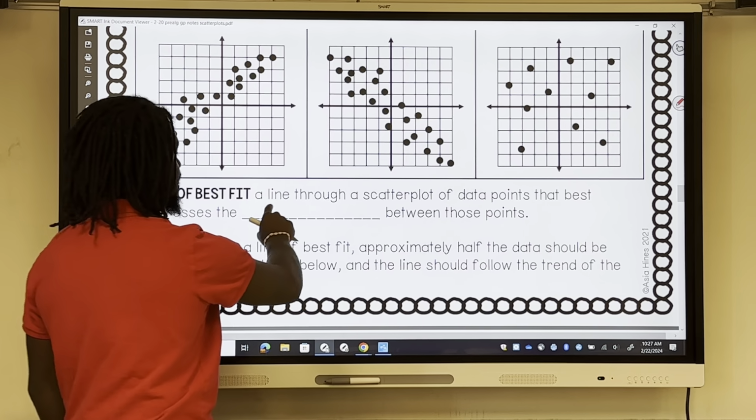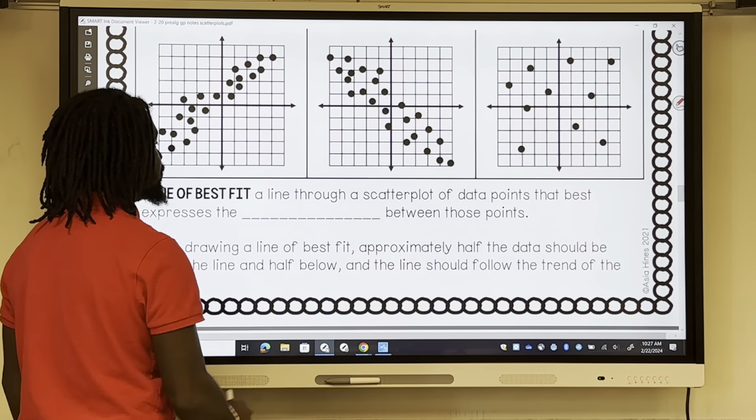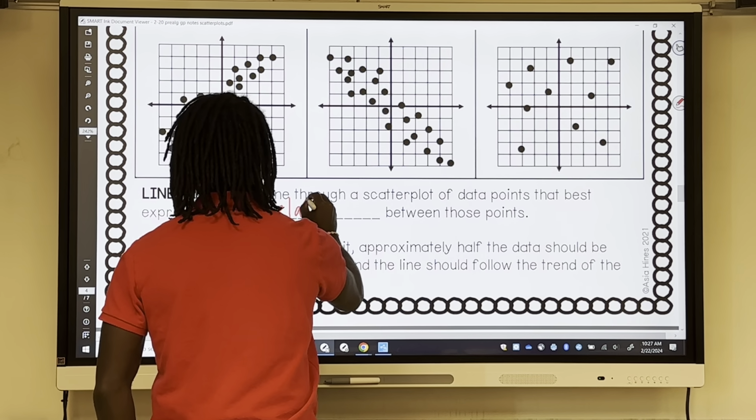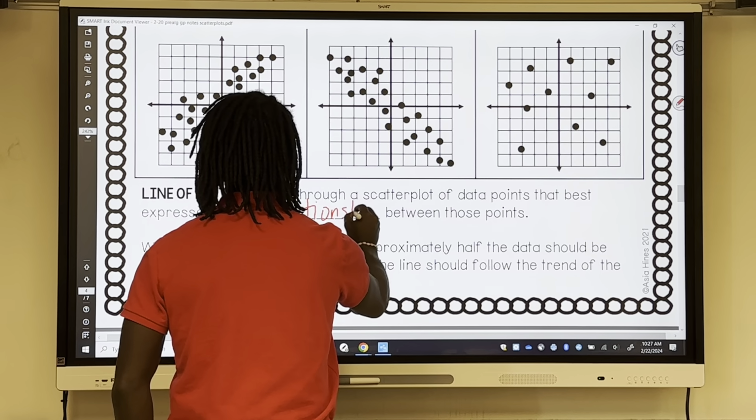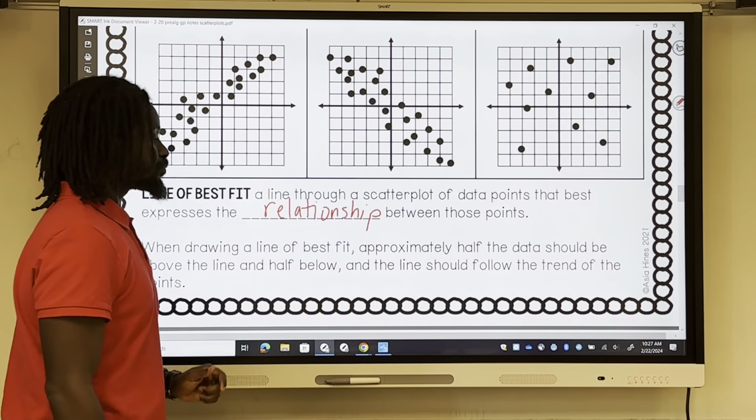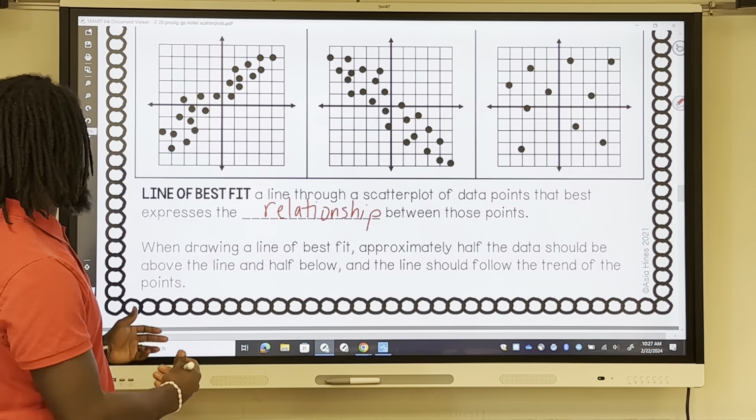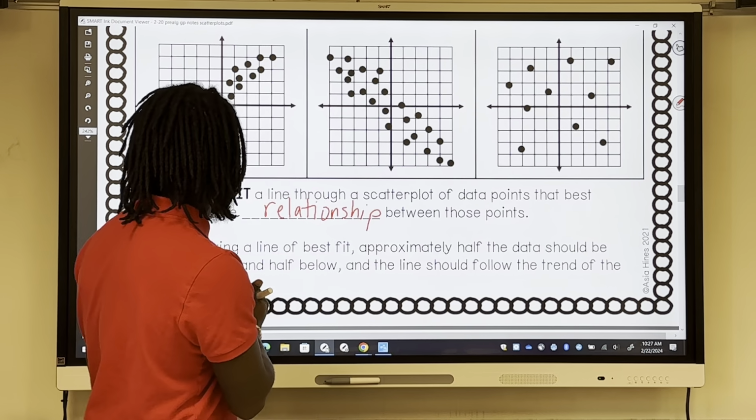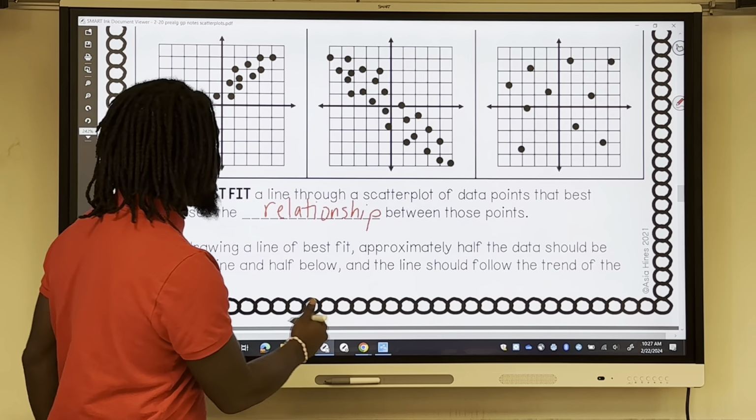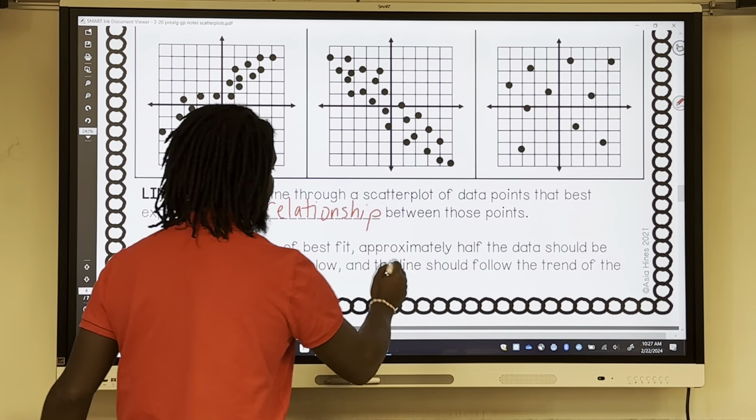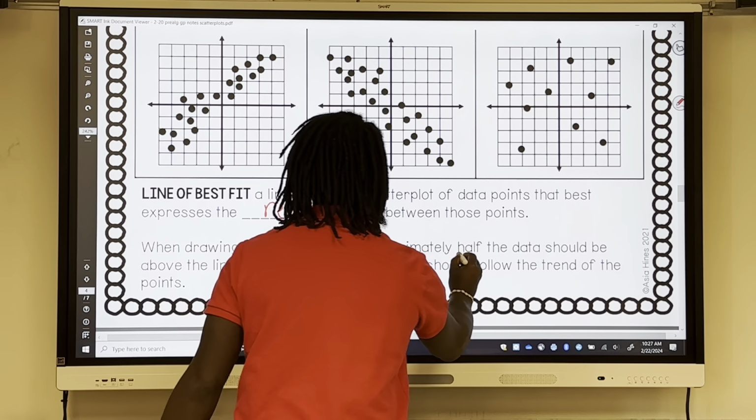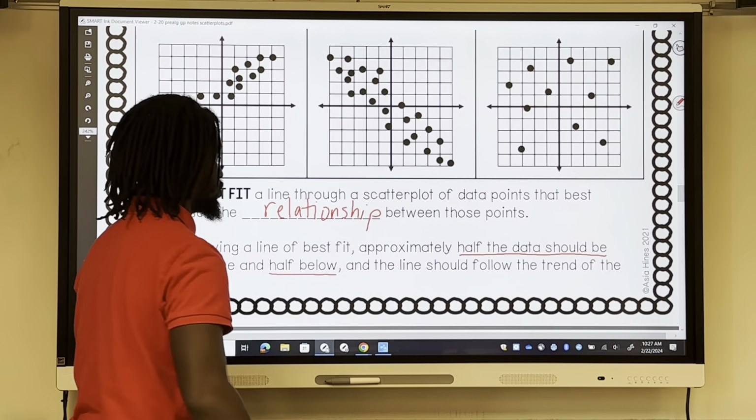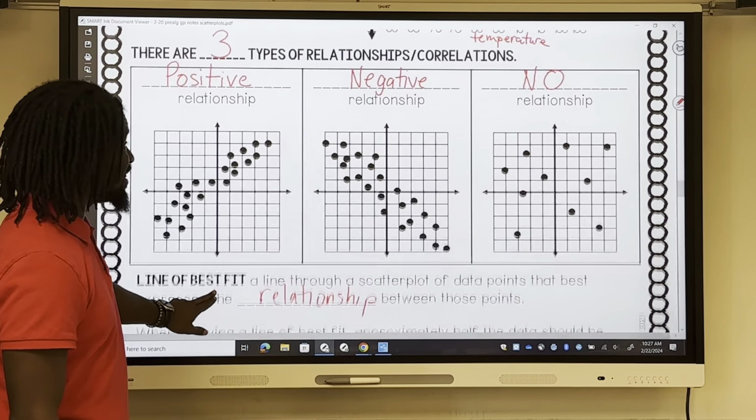The line of best fit is a line through the scatter plot of the data points that best expresses the relationship between those points, okay? So when you are looking to draw a line of best fit, about half of the data should be above the line and half of the data should be below the line. That's really important to remember. So I'm gonna show you what that means, okay?